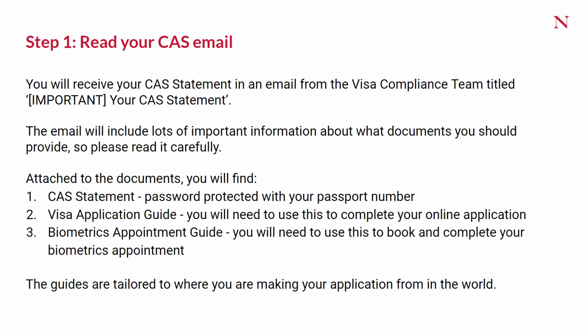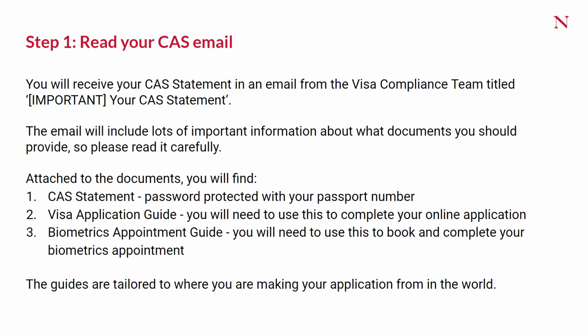You will receive your CAS via email once all your documents have been approved by the NU London team. Your visa compliance officer will communicate to you when your CAS is being prepared. Once it's sent to you, it will be sent to your Northeastern email address titled "Important: Your CAS Statement." Your email will include lots of information about what documents you should provide, so please read it very carefully.